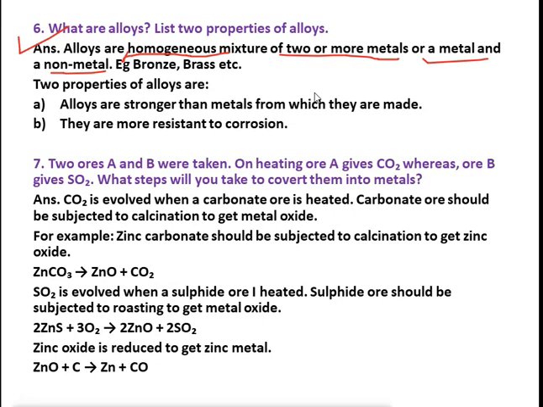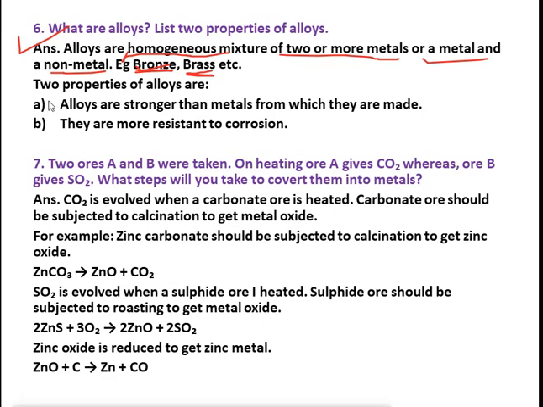Alloys are a homogeneous mixture of 2 or more metals or a metal and a non-metal. Examples: brass, bronze. They are the alloys of copper and tin, copper and lead. When copper and tin are mixed together, we get bronze. When copper and lead are mixed together, we get brass. So these are the alloys of the metals.